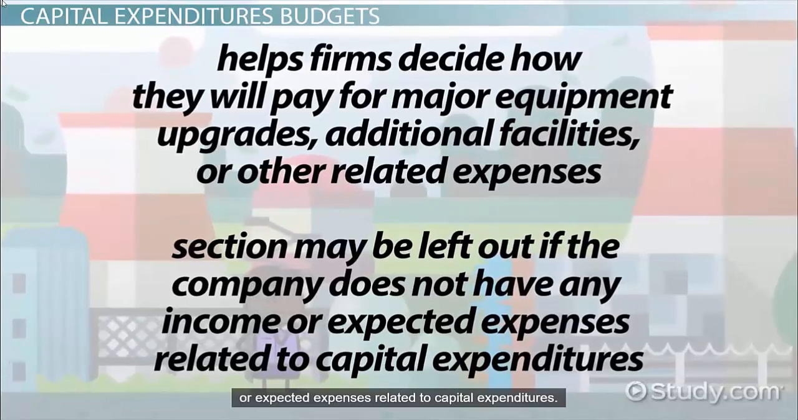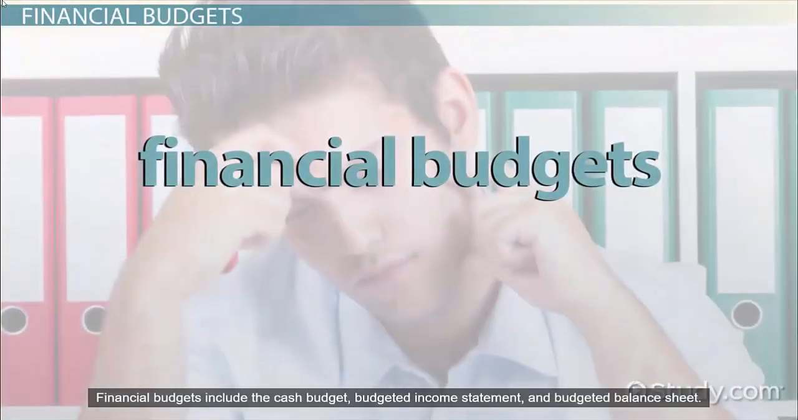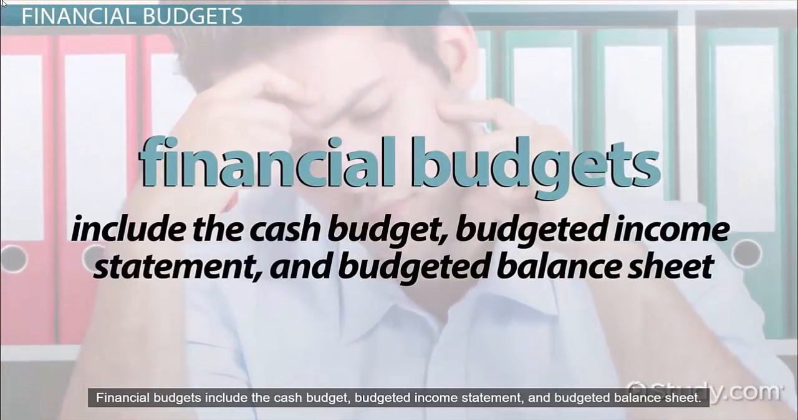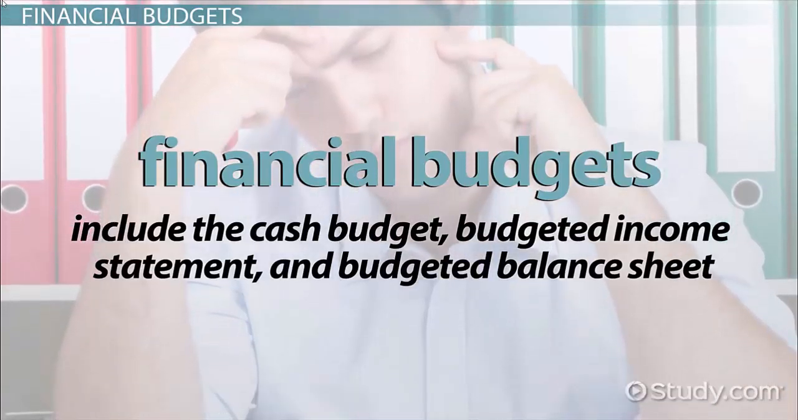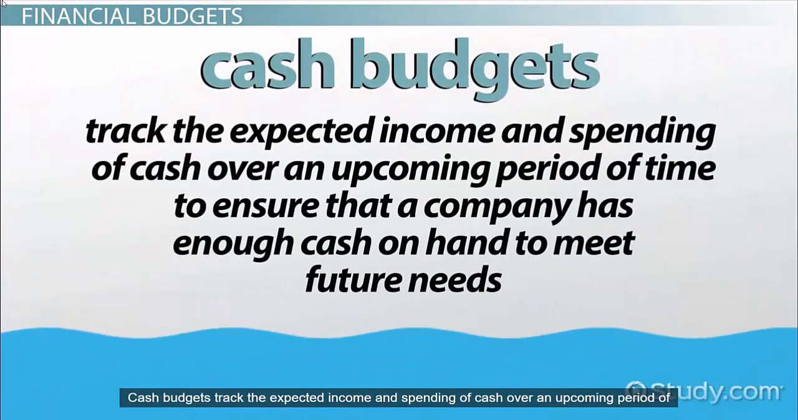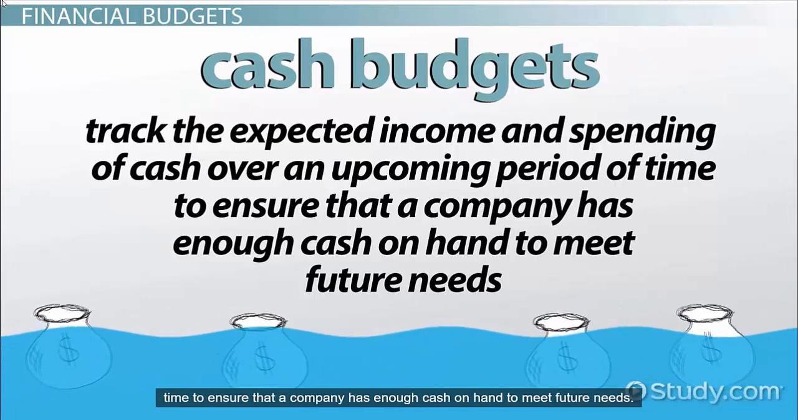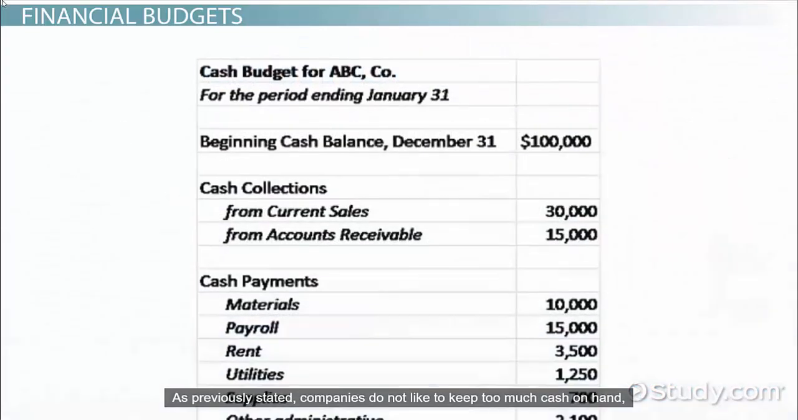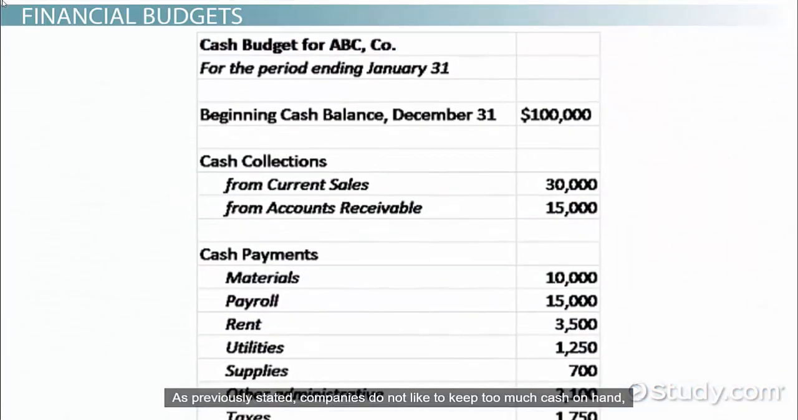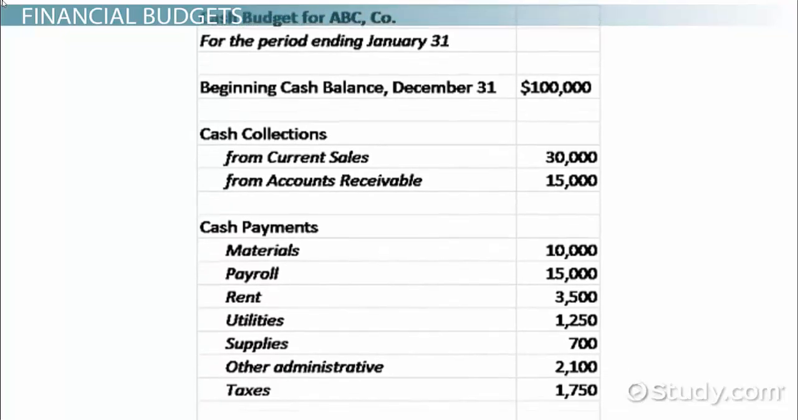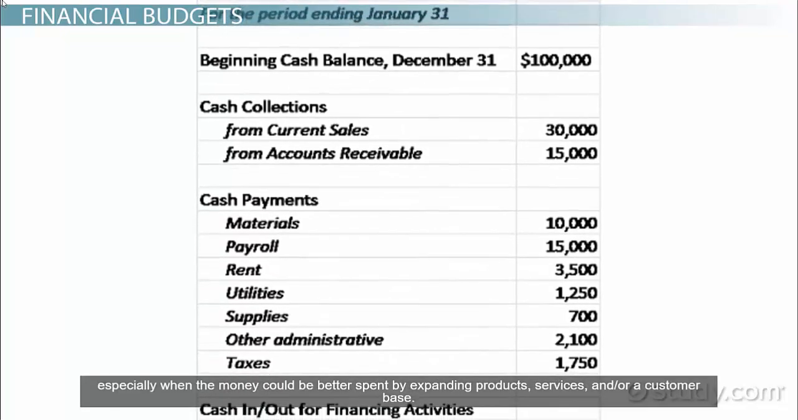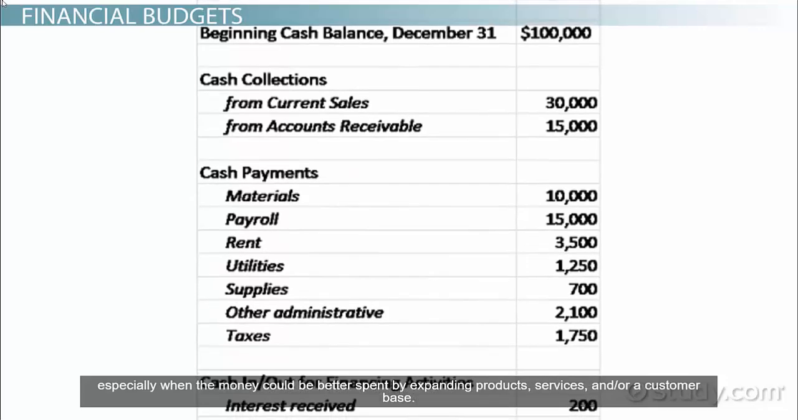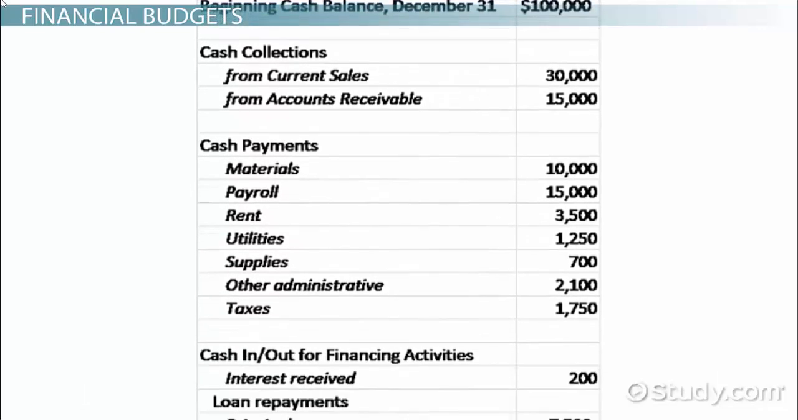to capital expenditures. Financial budgets include the cash budget, budgeted income statement, and budgeted balance sheet. Cash budgets track the expected income and spending of cash over an upcoming period of time to ensure that a company has enough cash on hand to meet future needs. As previously stated, companies do not like to keep too much cash on hand, especially when the money could be better spent by expanding products, services, and/or a customer base.